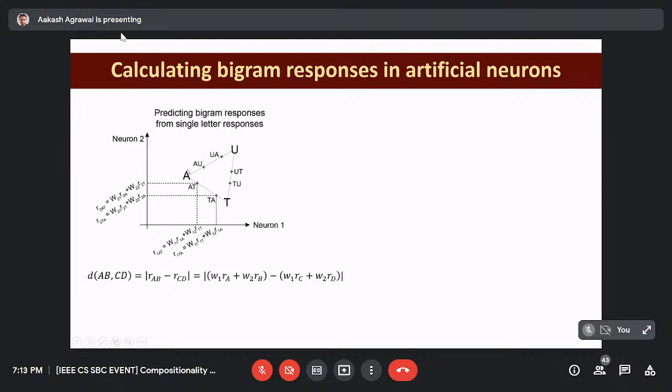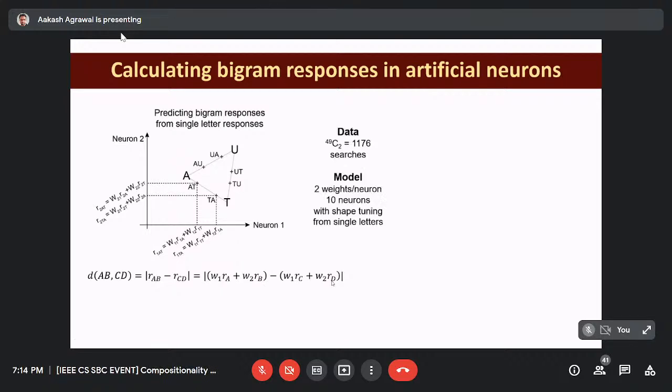So this is the schematic of the model. Let's say we have 3 letters, and we have the responses to those 3 letters based on our previous experiment. Now we want to predict the response to AT. What we would predict is that the response to AT is a linear combination, a weighted sum, of the response to letter A plus the response to letter T for the first neuron, and similarly for the second neuron, we have the response to A plus the response to T. We could do that for any other letter combinations as well. And the dissimilarity between any 2 bigrams, in this case AB and CD, would be just the absolute difference between the responses that are predicted here. So you have the weighted sum of the responses to A and B minus the weighted sum of the responses to C and D.